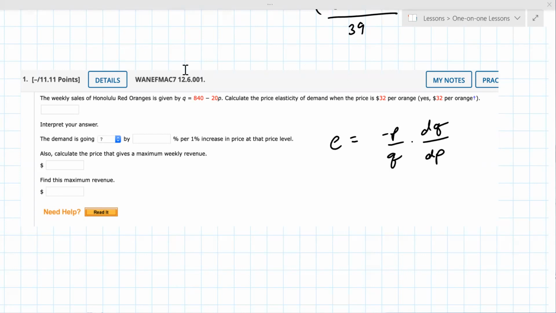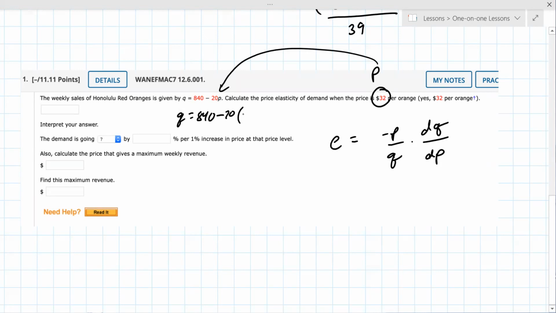Okay, so we have a lot of the things here. The 32 is P, and we get Q from putting this P into there. So Q is equal to 840 minus 20 times 32. So we get a number for that, whatever that is. And then we have to take a derivative of this with respect to P. So dQ/dP is minus 20. That's just using the power rule.